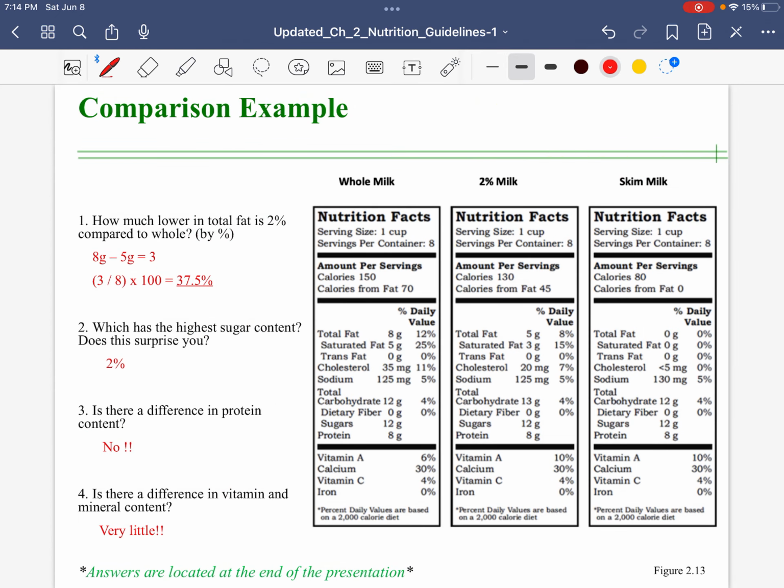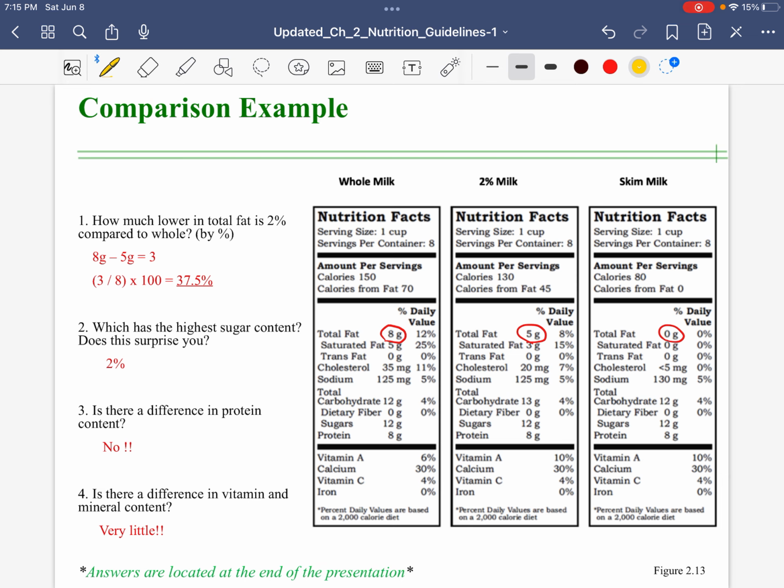Okay. And here's our last one before I run out of battery life on here. We look at the total fat in the whole milk per serving, which is 1 cup in this example. 8 grams compared to 5 compared to 0, probably as we would suggest. How much lower is the 2% compared to the whole? 8 minus 5 is 3. 3 divided by the total 8 times 100, 37.5.